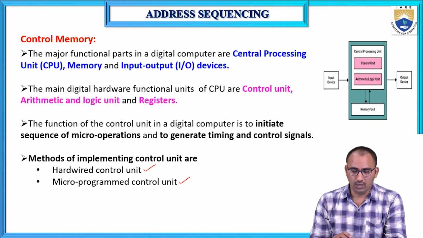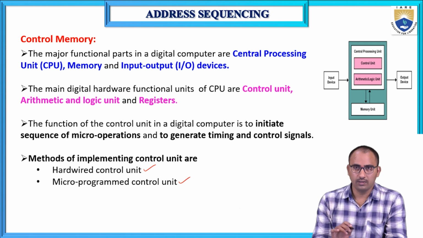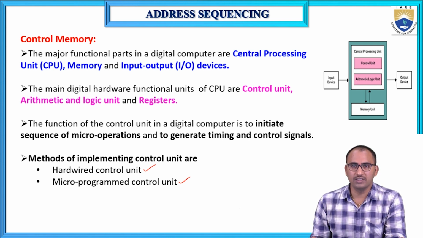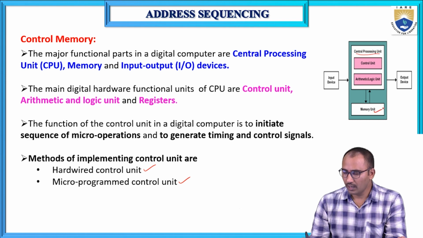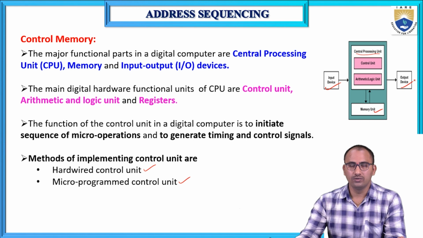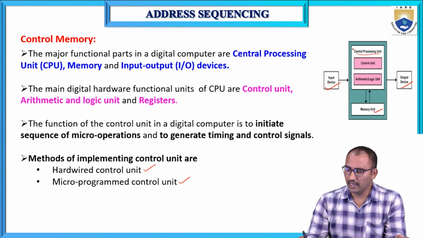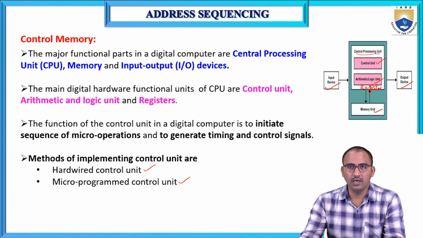Okay, so already we have seen about this. If you consider a basic computer system, it consists of mainly three functional parts: the CPU, central processing unit, memory, and input and output devices. If you consider the CPU, it again has three important parts: the control unit, the ALU, and the third one is the internal registers. These are the three main important parts of the central processing unit.